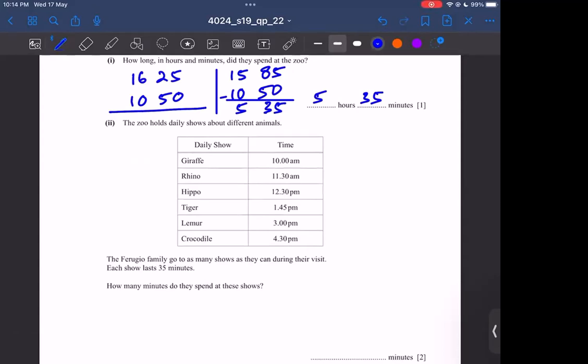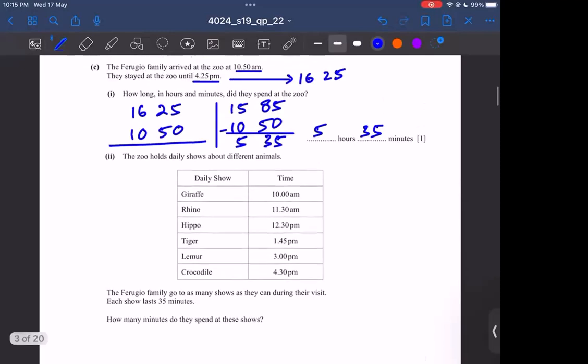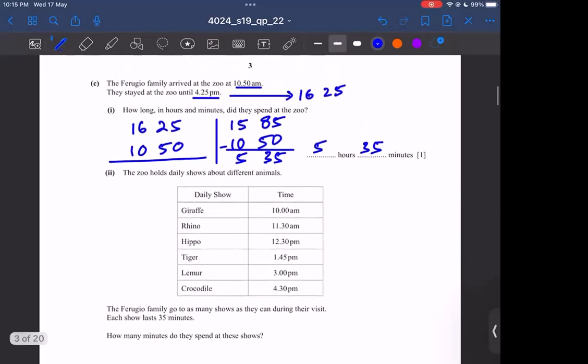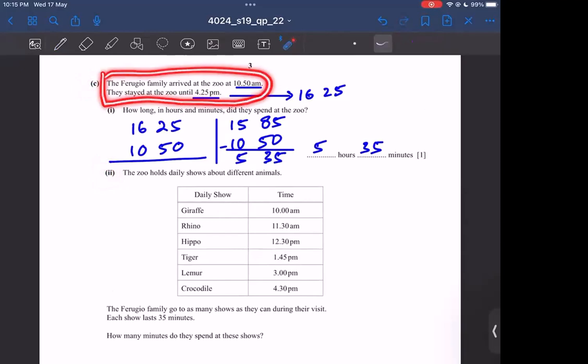The Ferrego family go to as many shows as they can during their visit. Each show lasts 35 minutes. How many minutes do they spend at these shows? All right. So they arrive at 10:50. This is the part C part 2. This part is going to remain the same for both part 1 and part 2 as well. So they are arriving at 10:50.